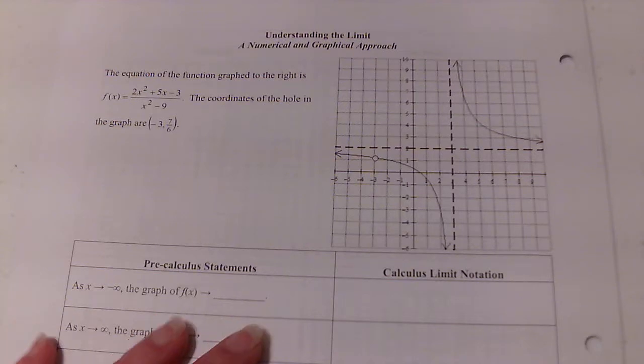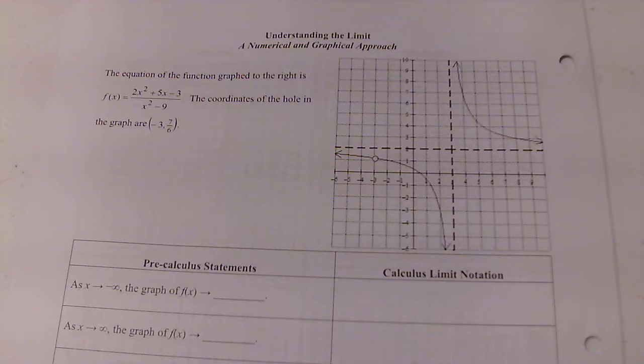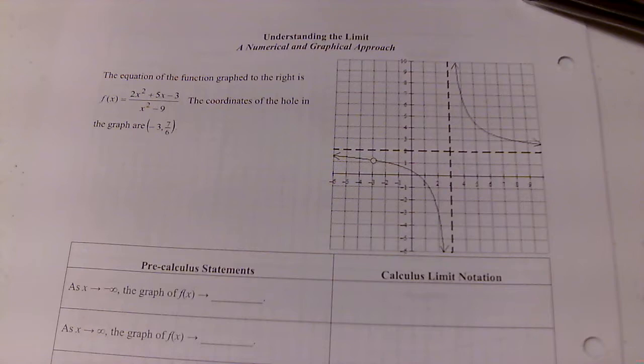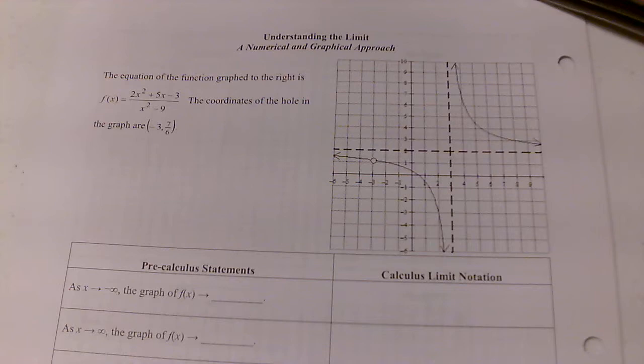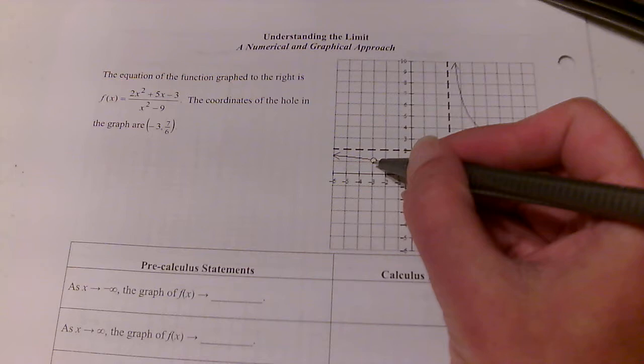Today we're going to talk about limits. So we have this graph, and this is a rational function, which you looked at probably in Algebra 2, and maybe advanced math. So we have f of x equals 2x squared plus 5x minus 3 divided by x squared minus 9. And it says we have a hole in the graph at negative 3, 7/6.